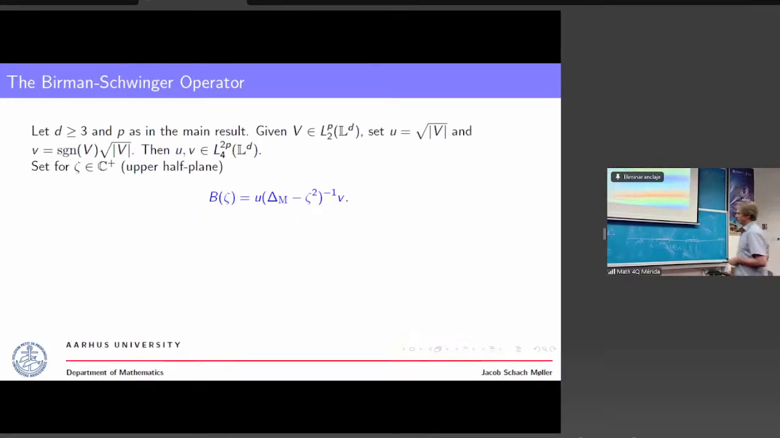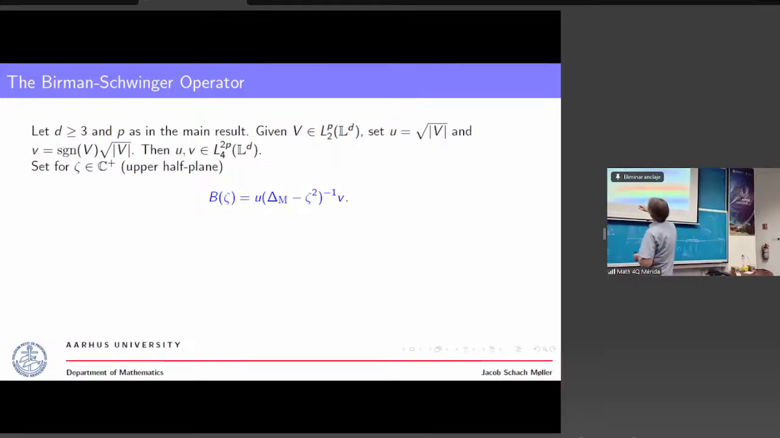Okay, so the proof goes via the Birman-Schwinger principle. So let me explain what the Birman-Schwinger operator is. If we have a potential V here, we can factorize it into the square root of its absolute value, and what remains in order to get a factorization, we'll write V as U times V. Then if V is in this L^p class, then the weights U and V will be in L^{2p}, so locally L^4, with norms that are 2p summable.